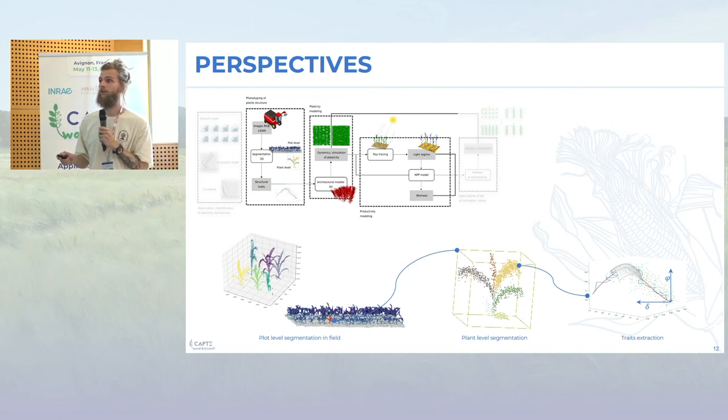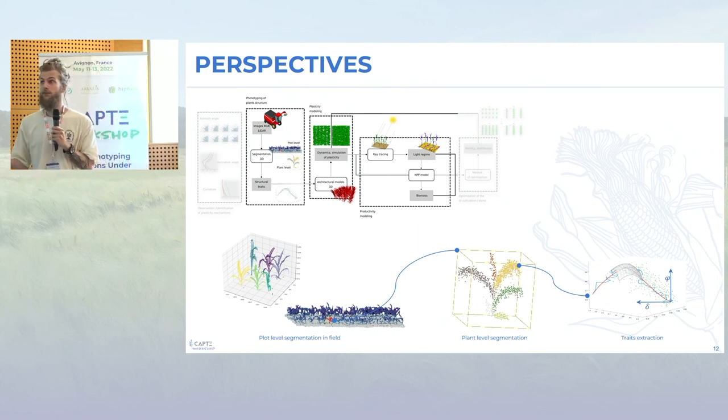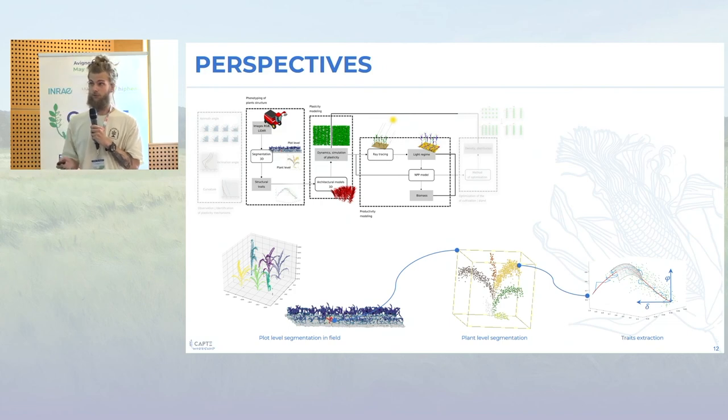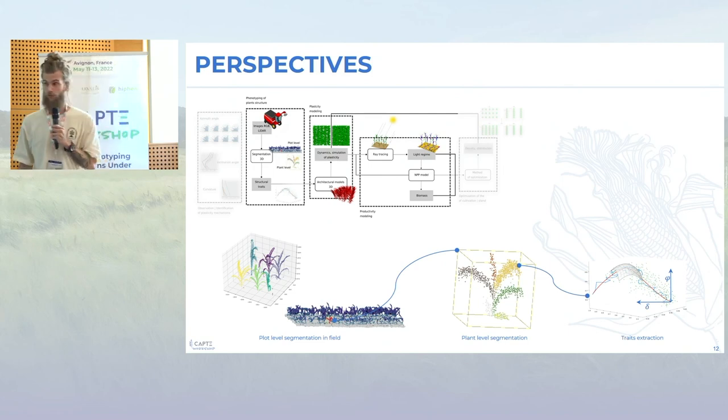And then we could do some ray tracing algorithms, radiative budget, radiosity, and whatever, to link these structural traits to yield or biomass. That's it.